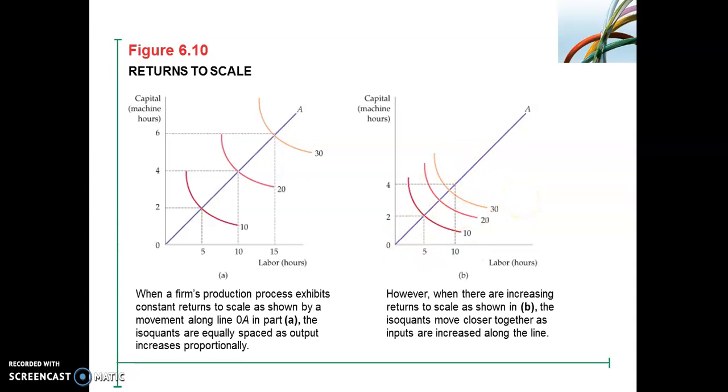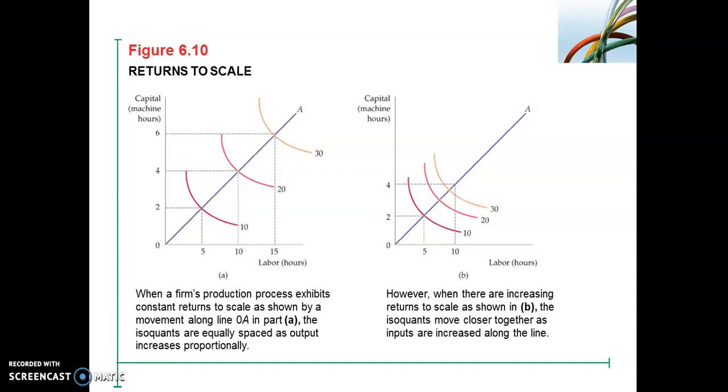Now, although we are not given an example of decreasing returns to scale, you would find that in that figure, the isoquants would move further apart from each other as you move along that line.